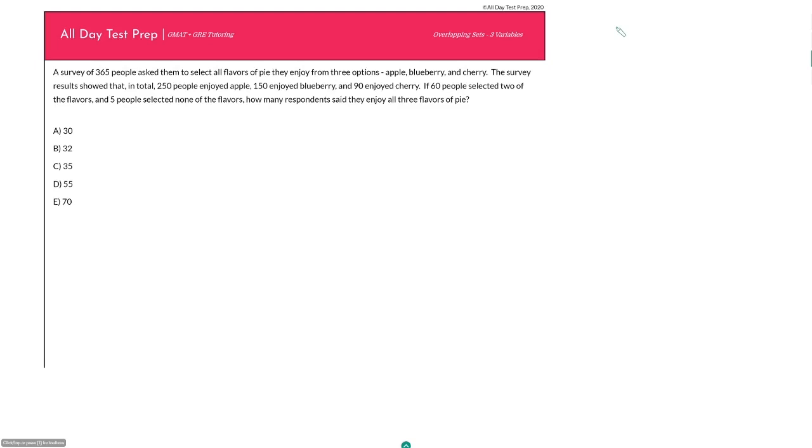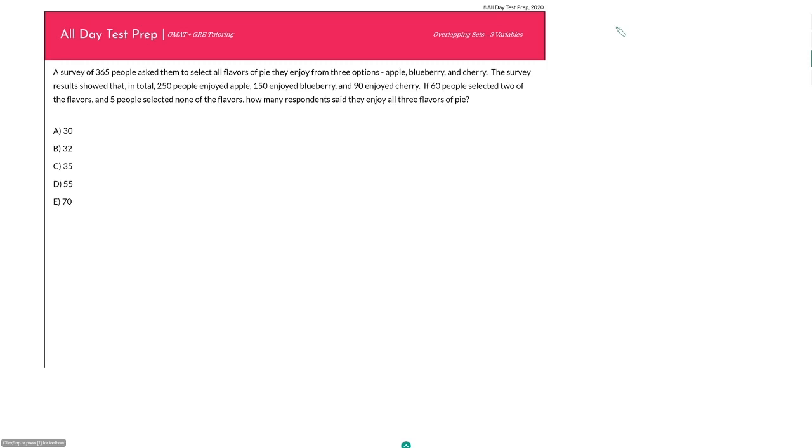So all of the overlapping set problems we've done up until this point have been 2-variable overlapping sets. So questions where we have been talking about things like the number of kids in French class and Spanish class. But if we were talking about the number of kids in French class, Spanish class, and German class, well, then we would have a 3-variable overlapping set.